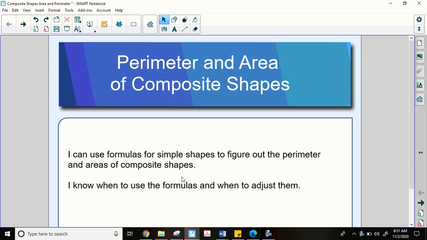Our second lesson today is about perimeter and area of composite shapes. So first of all, we have to figure out what a couple of these words are. Perimeter is the distance around an object.